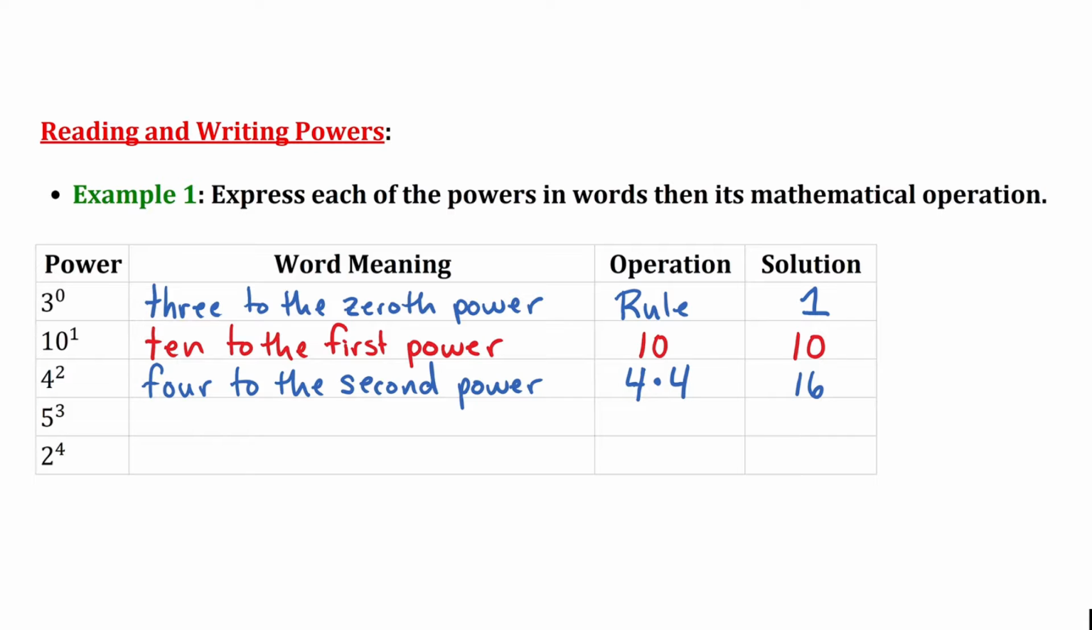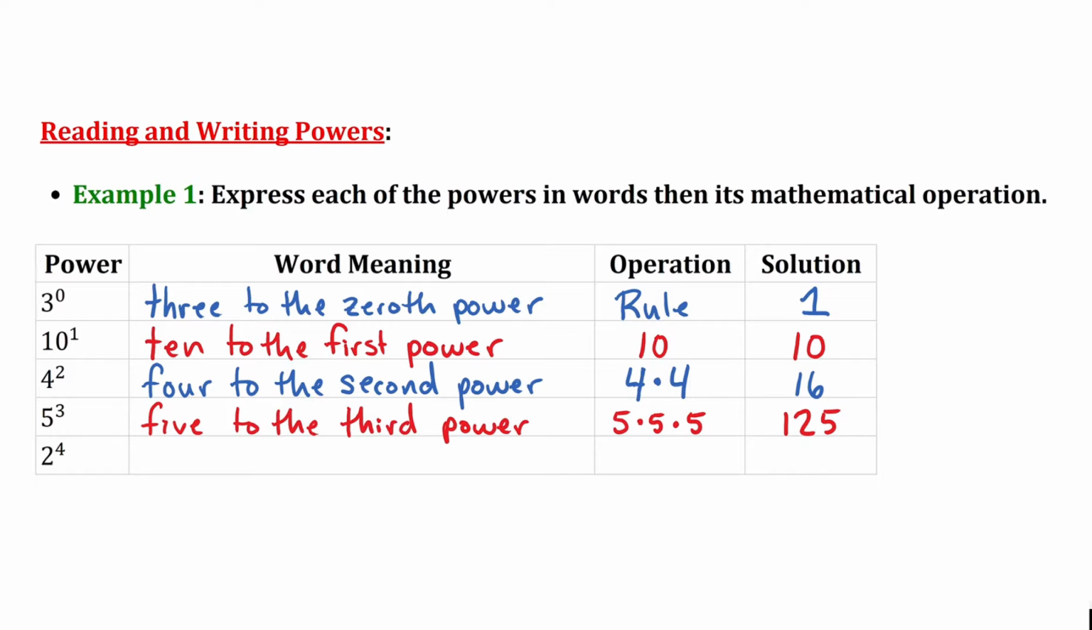All right, this next one, we have a base of 5 and an exponent of 3. So we're going to write 5, and then we're going to say to the third power. Whenever you have something to the third power, it's not uncommon for people to say cubed because it's used for measuring volume, for example. But we're going to say 5 to the third power, and the operation is going to mean we have a 5 times a 5 times another 5. So we have 3 5s being multiplied times each other, which gives us a solution of 125.